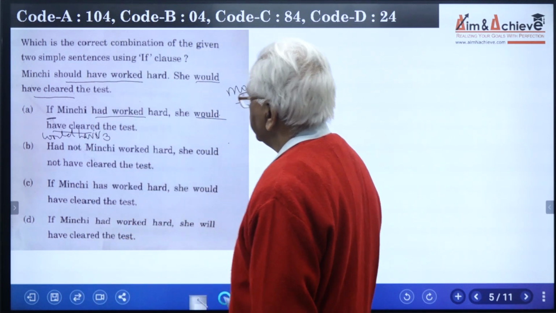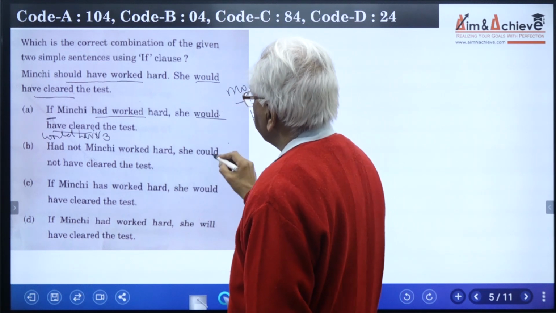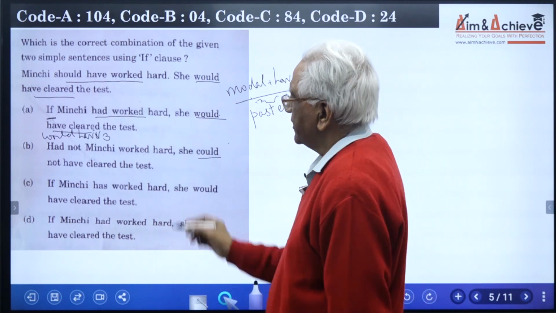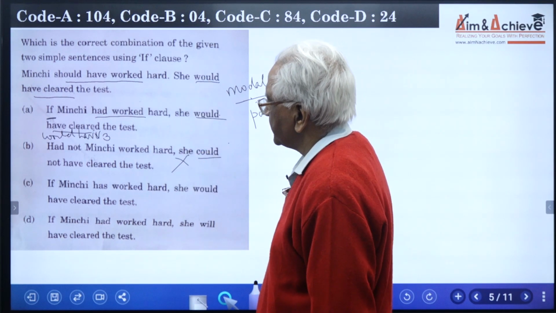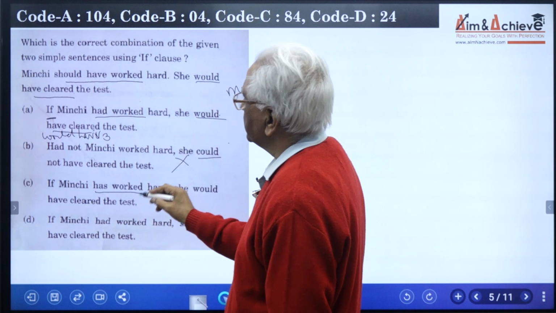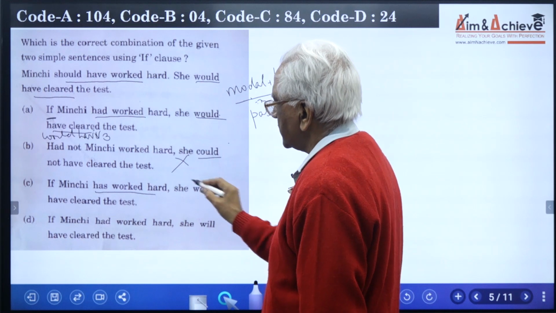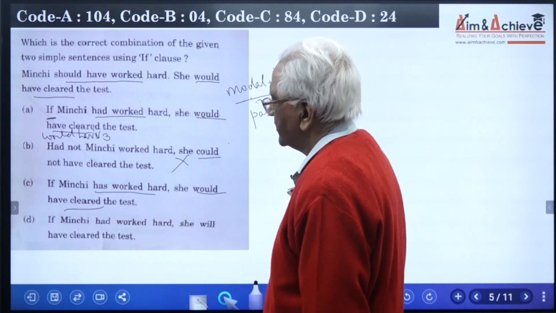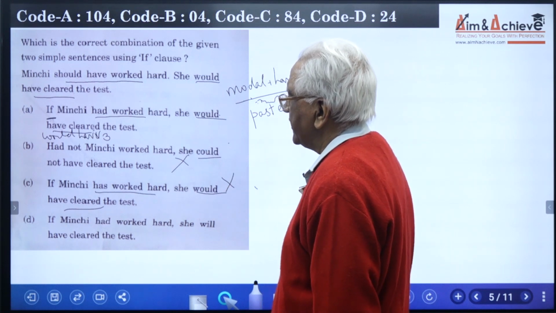Had not Minchi worked hard, she could not have cleared the test. In any case, there is no could in this. So it itself leads to a suspicion that this option is incorrect and the sentence does not convey what he is talking about earlier. That means this option is clearly wrong. Option C, if Minchi has worked hard, we don't use has worked, it is present perfect. We have to use past perfect. That means this is also wrong. We don't use present perfect with would have cleared. This is talking past. So there is a tense error in this option C. So this also can be safely ignored.